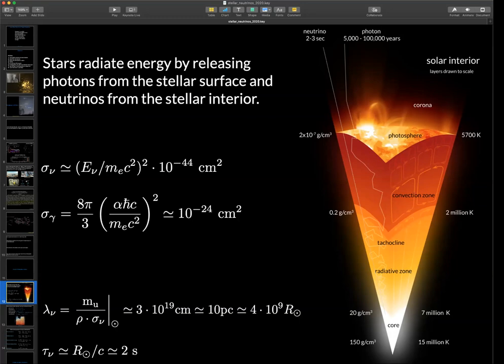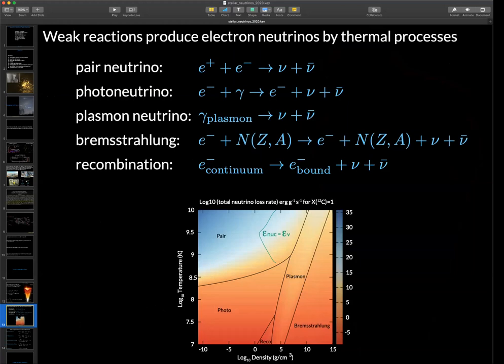So in the core, there are two broad classes of mechanisms that produce neutrinos. One is thermal processes. This just means you have enough energy thermally that when particles scatter or undergo a reaction, they will produce some neutrinos. These are fairly well-known thermal processes. So we have pair neutrinos, photoneutrinos. Those are the dominant ones in stars. Plasma neutrinos, a little more important in white dwarfs. Bremsstrahlung, occasionally important in white dwarfs, and then recombination as you go from the continuum to the bound.